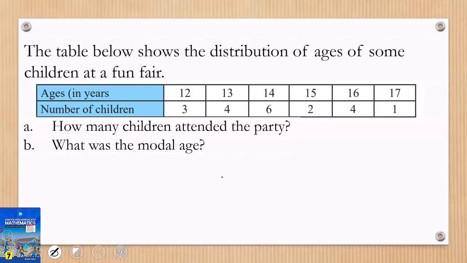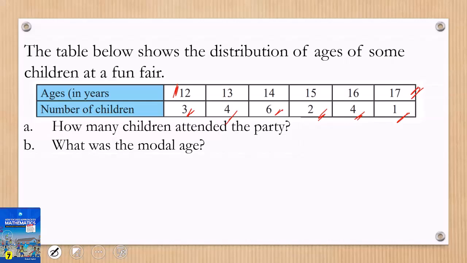Okay, here we want to use a table to do this. They've put all the data into a table for us. So the question is, the table below shows the distribution of ages of some children at a fanfare. Then at the fanfare, they had children whose ages range from 12 up to 17. So they asked them, how many of you are 12 years? 3 people raised their hand. How many of you are 13 years? 4 people raised their hand. How many of you are 14 years? 6, 15, 2, 16, 4, and then 17. Only one person is age 17.